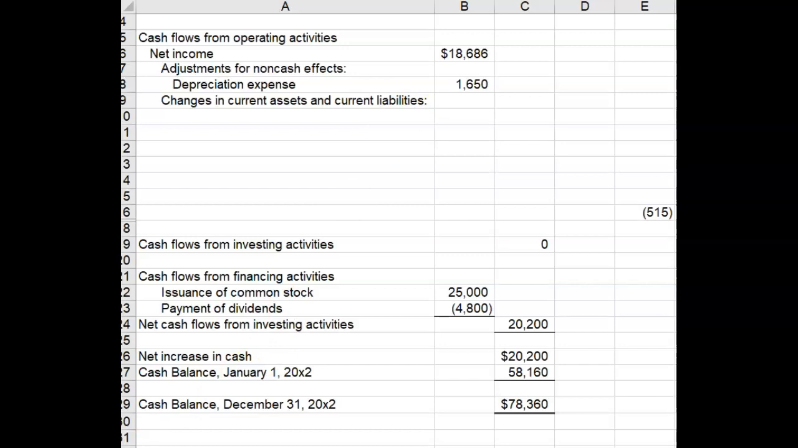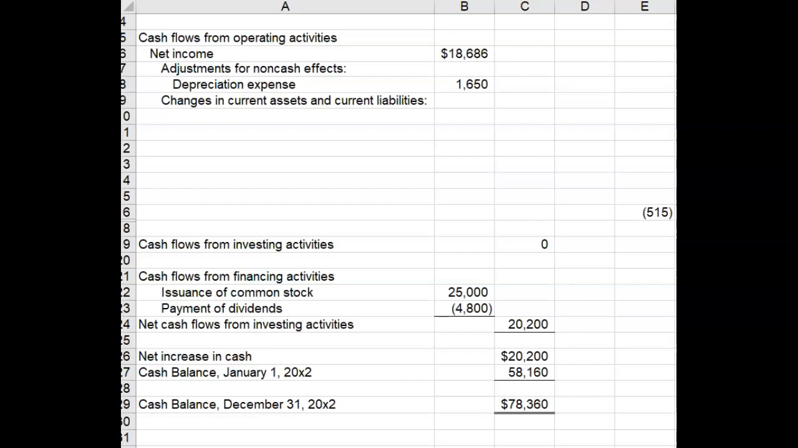There are two important rules to follow in this part of the operating activities section of a statement of cash flows prepared using the indirect method. These are very important rules. You should write them down. Rule number 1.